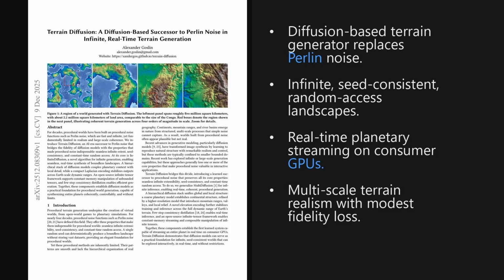So the big takeaway is that diffusion models can finally match the classic perks of Perlin-style noise, giving infinite, seed-consistent, random access worlds without sacrificing realism. The broader implication is that whole planets can stream in real time on consumer hardware, reshaping games, simulations, and virtual Earth tools.